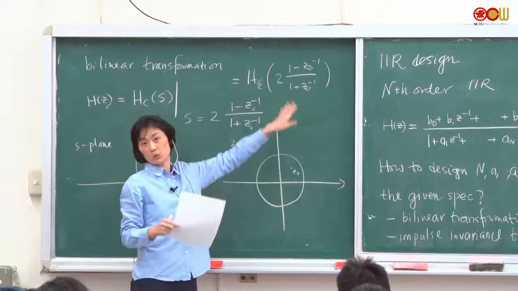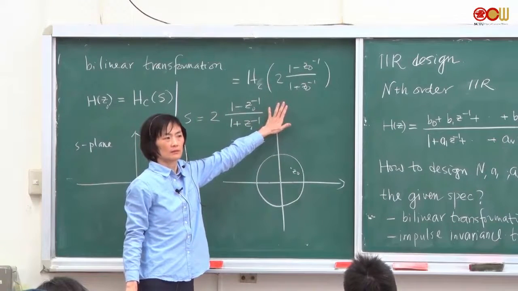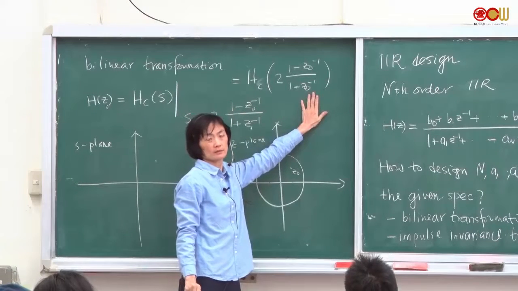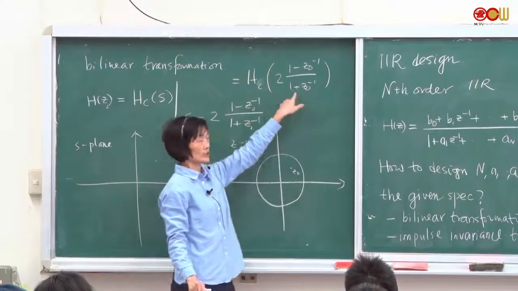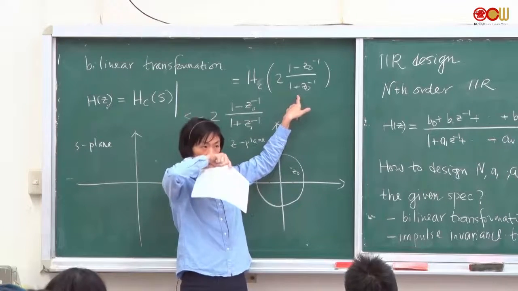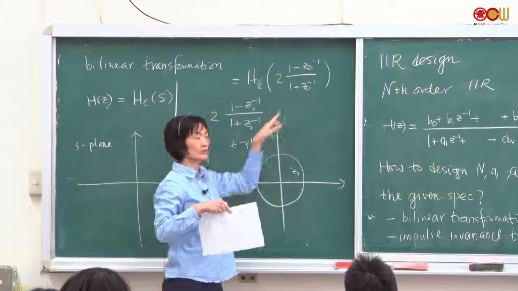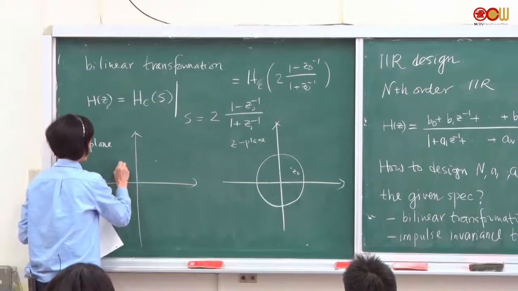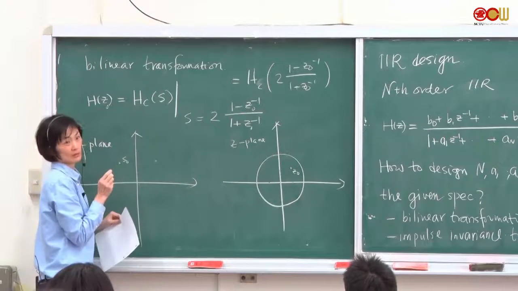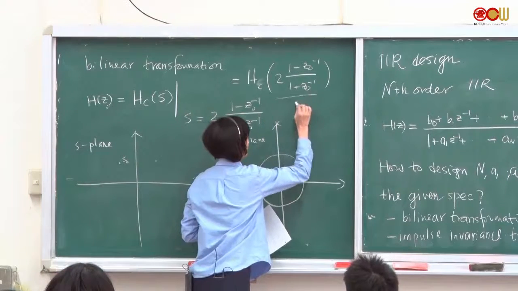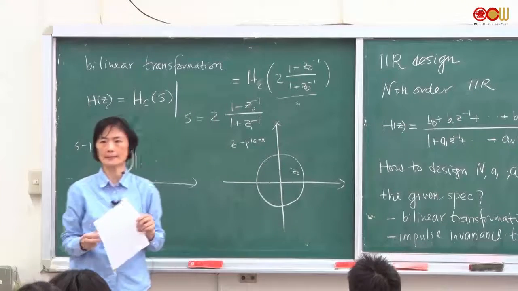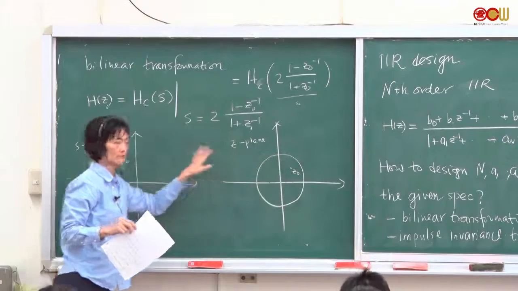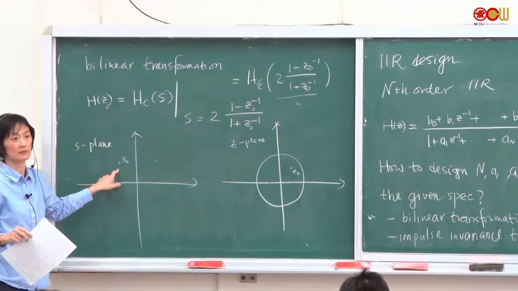Some point on the s-plane, right? Which point on the s-plane? We plug z0 into this expression, and then we find out the s somewhere on the s-plane. Let's call this s0. So for every point on the z-plane, we can find a corresponding point in the s-plane.